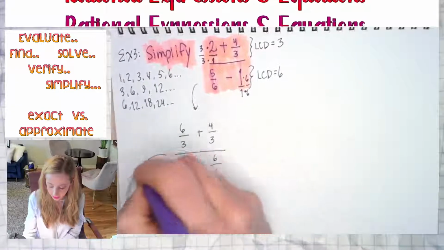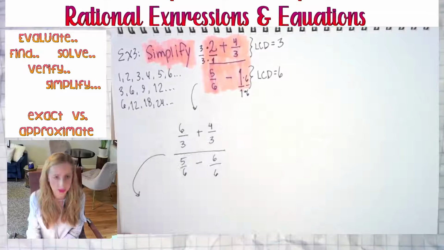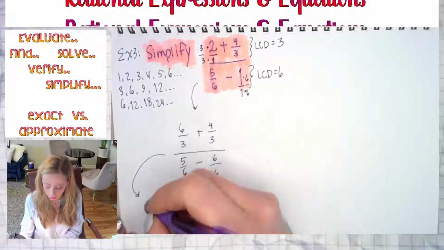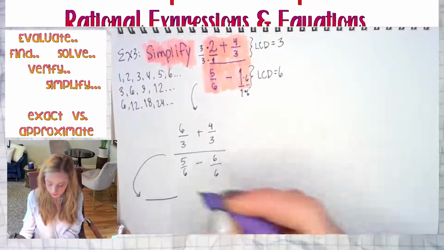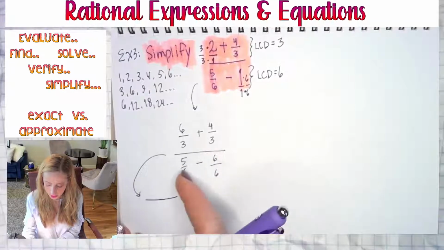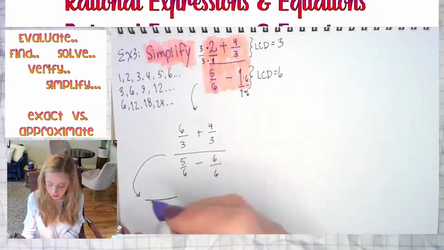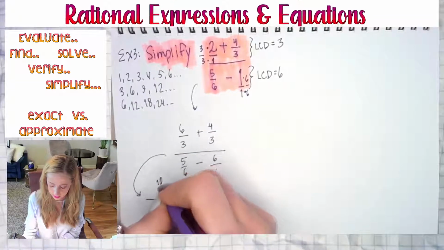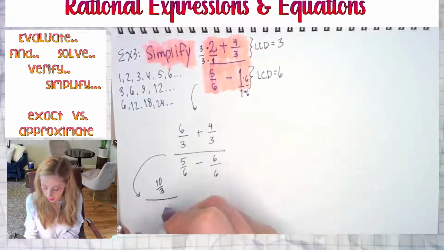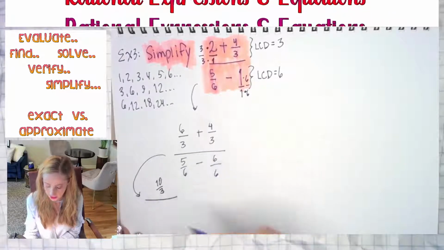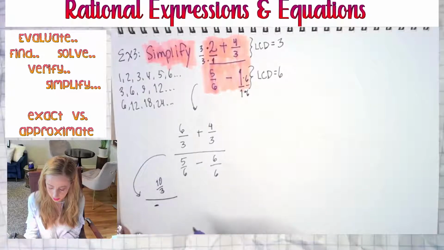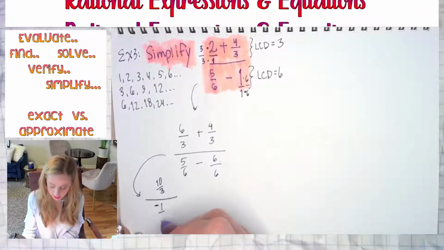Next step, combine like terms on top now that we have the common denominator. What's 6 over 3 plus 4 over 3? And then what's 5 over 6 minus 6 over 6? 6 over 3 plus 4 over 3 is? 10 over 3. Yes, thank you. Then 5 over 6 minus 6 over 6 is? Negative 1 over 6. Thank you, Dylan.